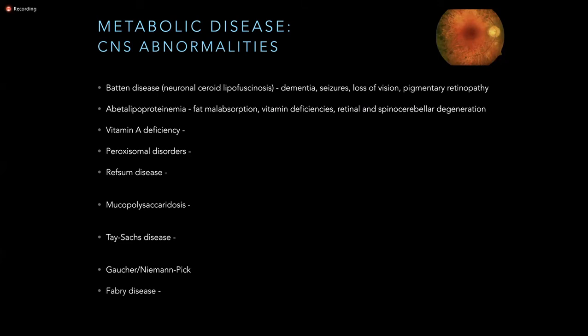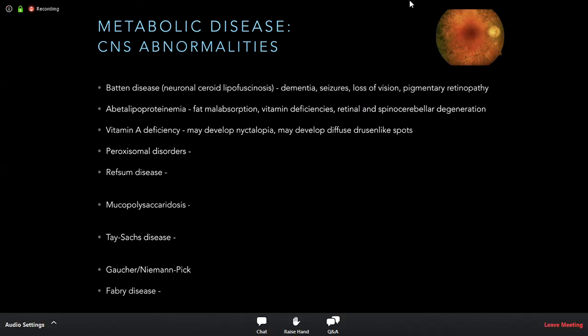Vitamin A supplementation may be helpful, although we have to monitor serum levels. With vitamin A deficiency, you can also see nyctalopia, and you can develop these diffuse drusen-like spots. This is typically seen in patients who are obese and have gastric bypass surgery, or patients with Crohn's disease who undergo a small bowel resection, and you get a malabsorption of fat soluble vitamins. This can be reversed before degeneration develops, but if there's already degeneration, it may not reverse even with treatment.